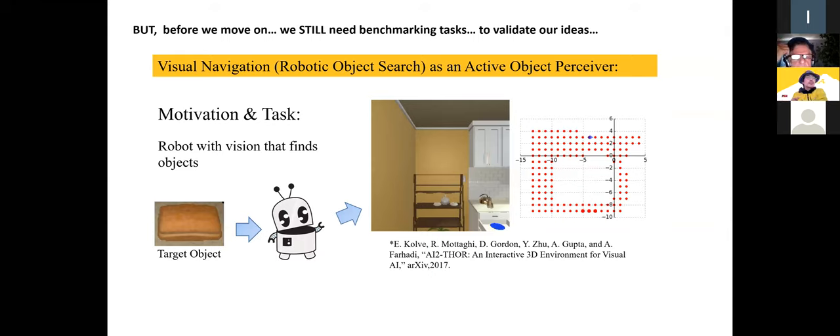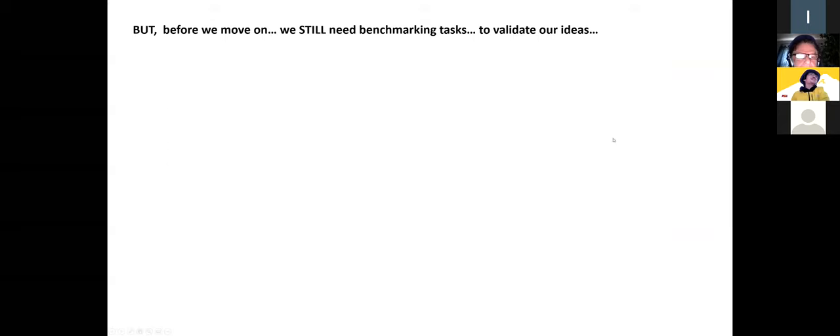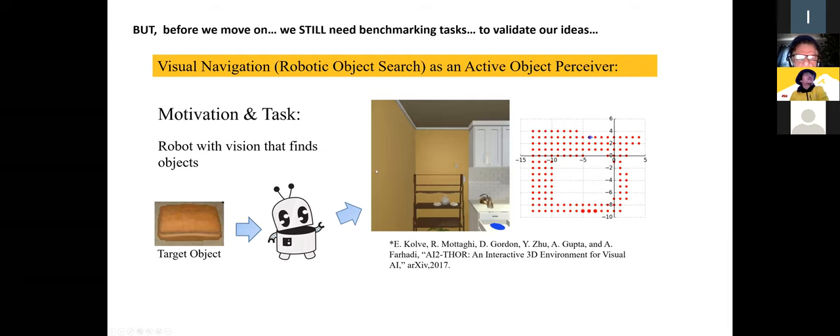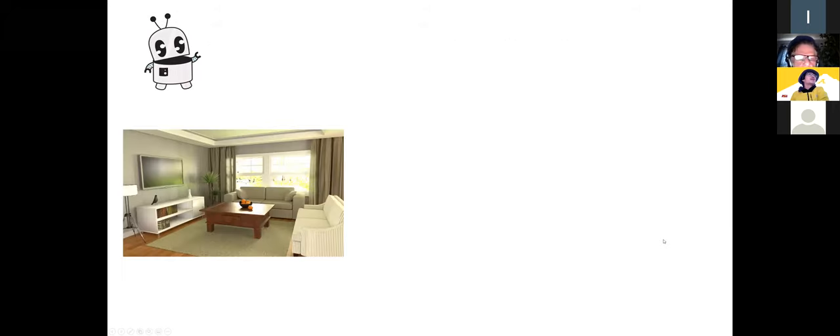Before we get into the ideas, we need a data set to publish, unfortunately. But the task is also interesting. We do so-called robots with vision that find objects, using AI2-THOR and other visual navigation simulation engines. The task is giving a target object to a robot, a virtual robot, taking in only the camera inputs to navigate to the object within this simulated space, using reinforcement learning techniques.